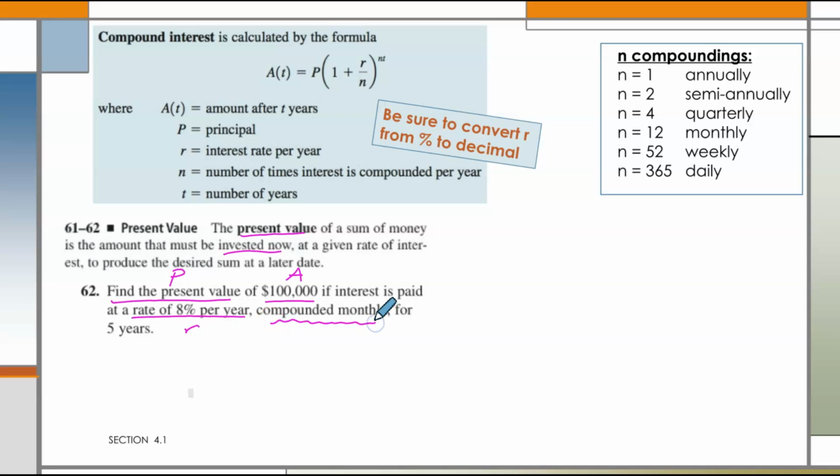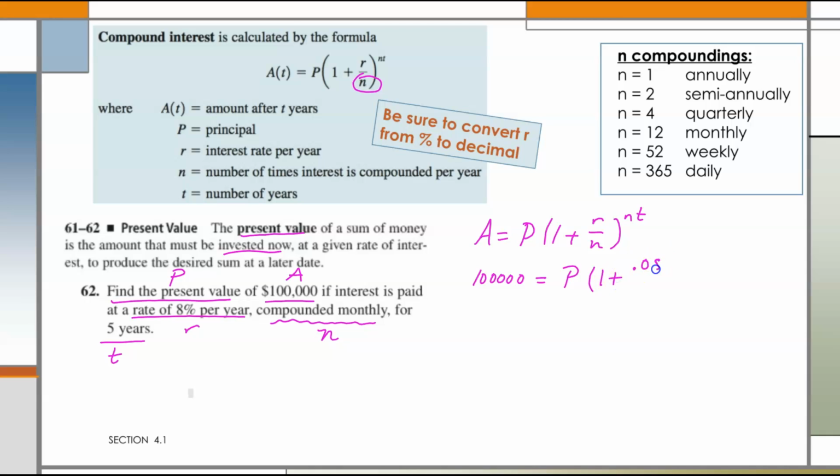If our interest rate is 8% per year, here's our key wording. This is how I know I'm using this formula with N, because it says compounded monthly. So I'm going to use the formula with an N in it, for 5 years, that would be our time. Okay, so we have A equals P(1 plus r over n) raised to the nt. We want an amount of $100,000. We want to know how much we have to invest now in order for it to be that amount after 5 years.